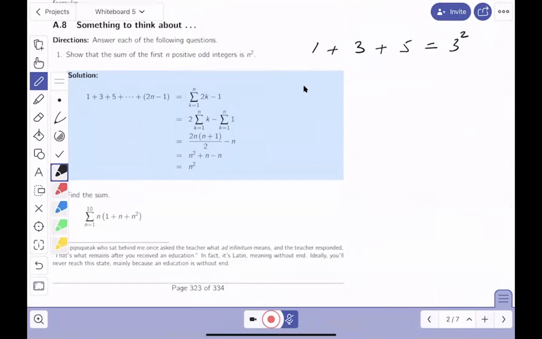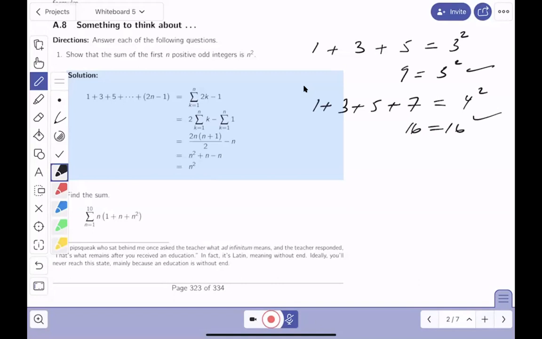What's that together? 1 plus 3 is 4. 4 plus 5 is 9. And 3 squared is certainly 9, that's true. Let's try another one. 1 plus 3 plus 5 plus 7. What should that equal? 4 squared. Let's see what we get up there. Well, clearly 16 equals 16. It seems reasonable to me.